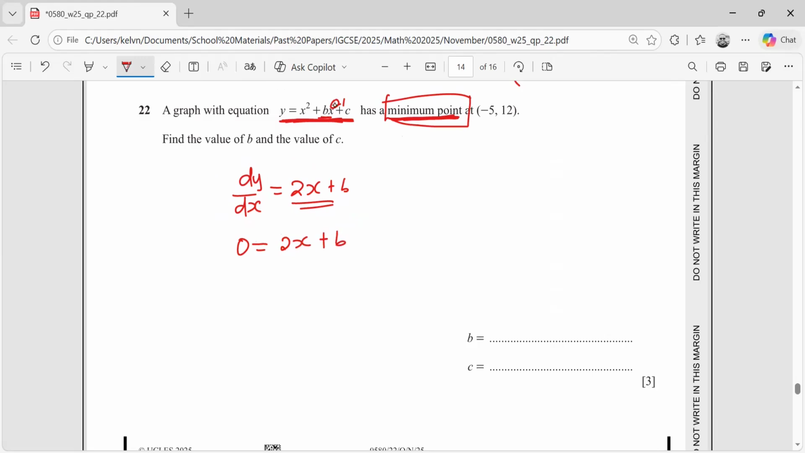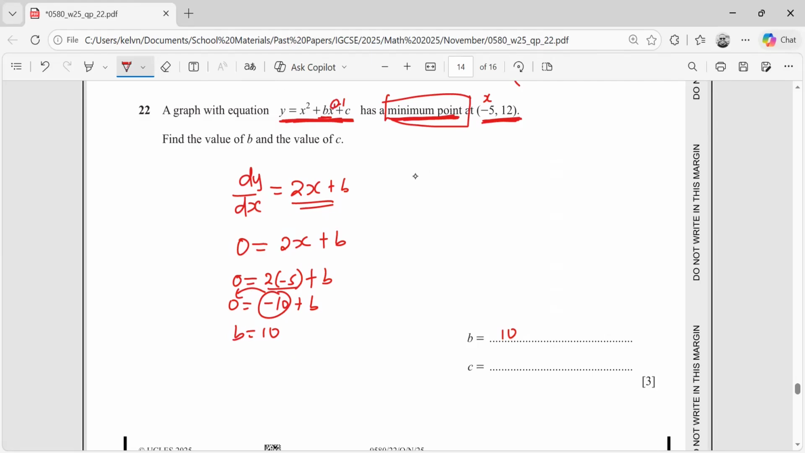Now, to find what b is, I can take the coordinates of this point, and you can see the x part is negative 5. So if I put negative 5 here, I have 0 here. This is 2 times negative 5 plus b. You can actually see this is going to be negative 10 plus b is equal to 0. And then if I take this to the other side, it becomes positive 10. So b is 10. We've actually gotten b is 10.